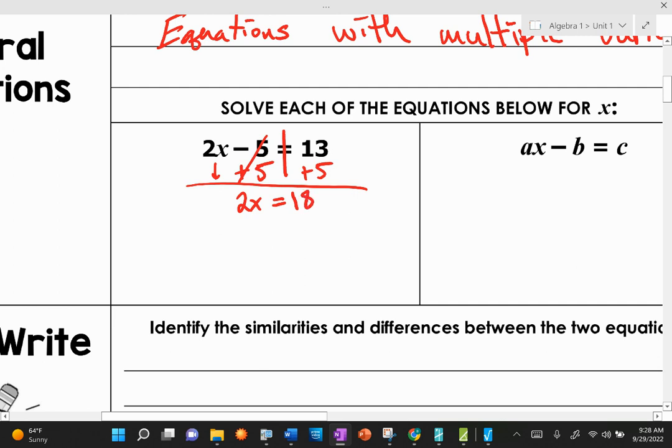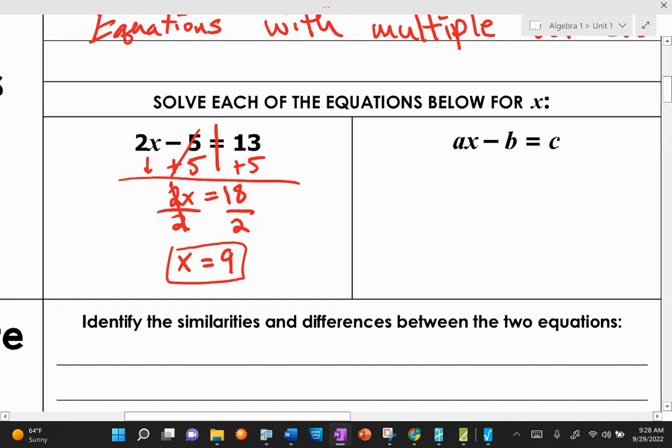18. And then the 2 and the x are being multiplied together, so I have to divide by 2. The 2s cancel out on the left, giving me x. 18 divided by 2 on the right gives us 9. So we have x equals 9. Now we're going to solve the one on the right the exact same way.